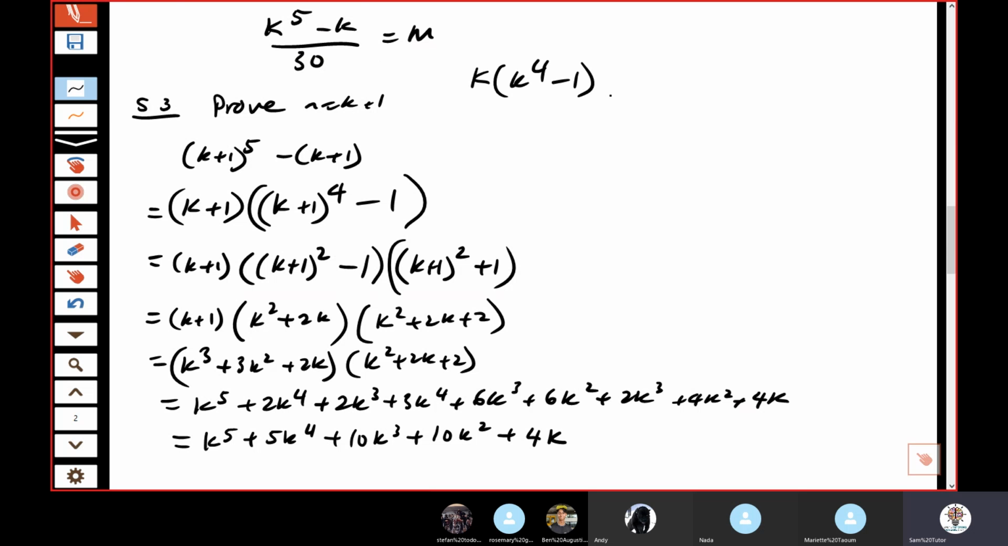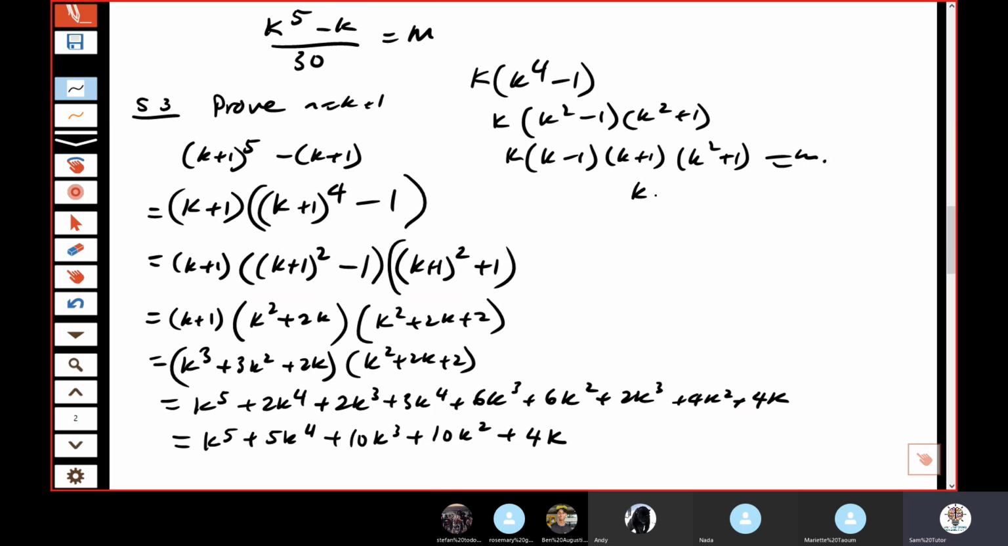K4 minus 1. K squared minus 1, k squared plus 1. K minus 1, k plus 1, k squared plus 1 equals m. Therefore, k plus 1 equals 30m. Therefore, k plus 1 equals 30m over k squared plus 1, k minus 1. All I had to do was sub it in and then factorize a 30 out. Done. I just saw it.